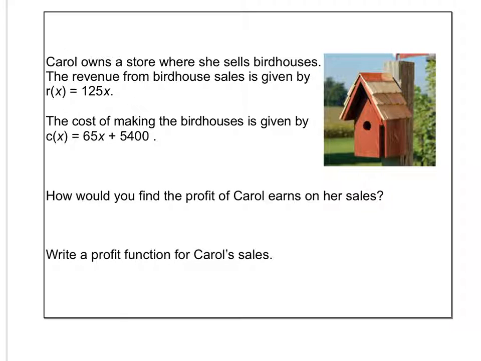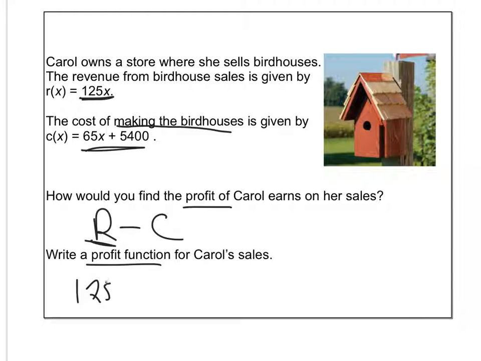Carol owns a store where she sells birdhouses, the revenue from which is 125x. The cost of making the birdhouses is given by this. How would you find the profit that she earns on her sales? Well, to figure out profit, you take revenue minus cost. So write a profit function for Carol's sales. The revenue would be 125x, and the cost would be 65x plus 5,400.